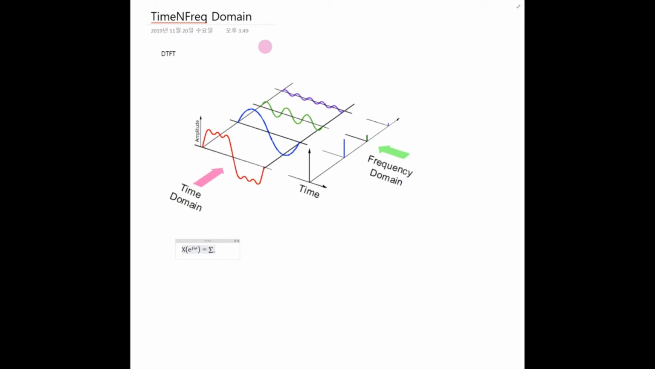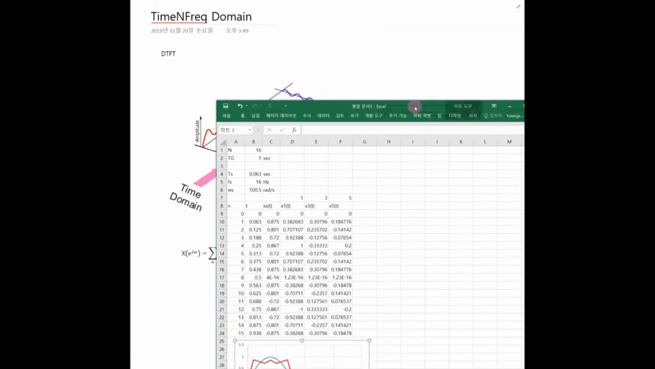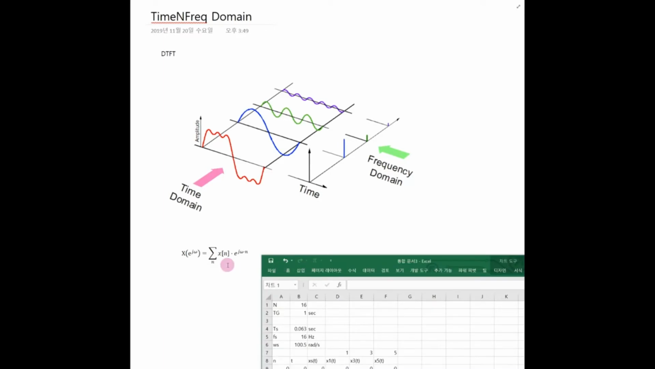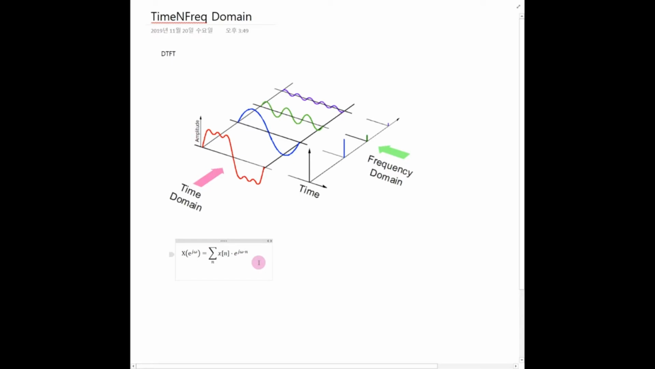Sum over n of x[n] times e to the minus j omega n. This is the DTFT definition. So I would like to find out that one. In fact, this one is the matrix calculation. To find out that one, I choose the omega value first. I would like to calculate frequency at 0, 1, 2, 3, 4, and 5. We can do more, but I would like to calculate only those frequency components.